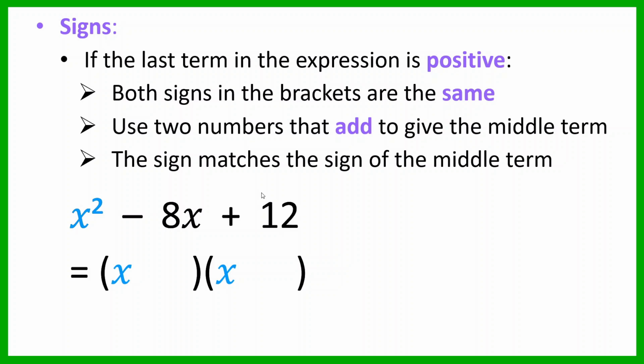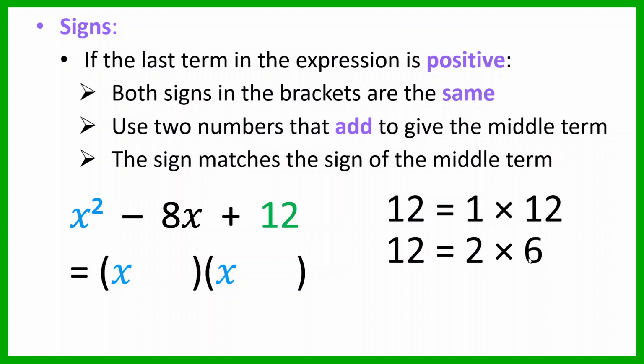Then I need to find out what I'm going to put into the second set of brackets. So now let's have a look at factor pairs that will multiply together to give me 12. For the number 12, I can multiply 1 and 12 together, or I can multiply 2 and 6 together, or I can multiply 3 and 4 together. These are my possible factor pairs: 1 and 12, 2 and 6, or 3 and 4. Now I have to choose the correct factor pair that I'm going to use for factorizing this particular trinomial.